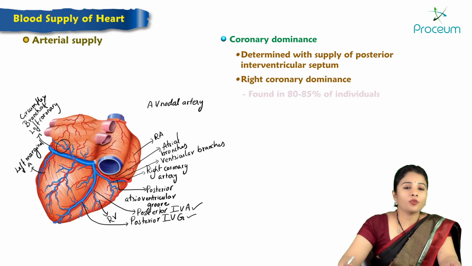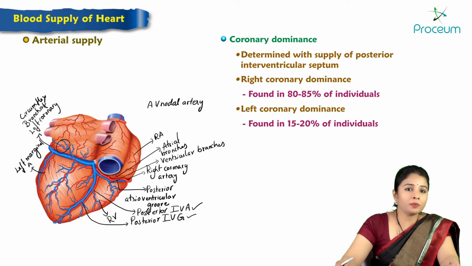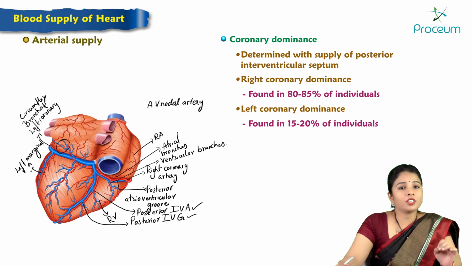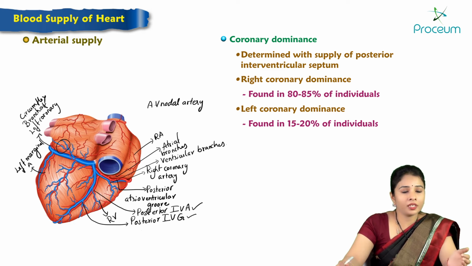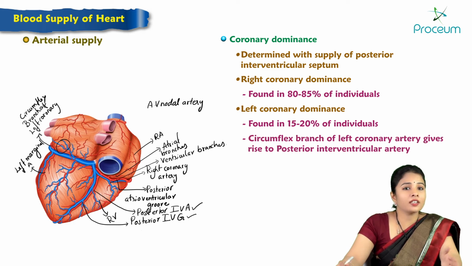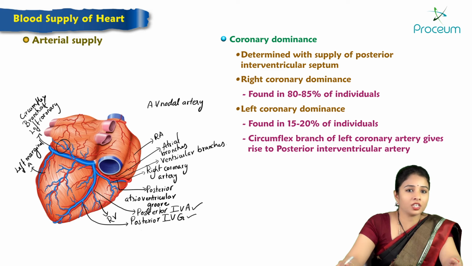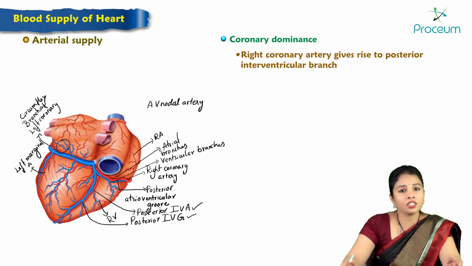So right dominance is found in 80 to 85% of the cases, and in the rest, 15 to 20%, we may find the left coronary dominance. If the left coronary artery is a dominant artery, usually the circumflex artery gives rise to the posterior interventricular artery, supplying mainly the AV node and bundle of His. That is the reason it is left coronary dominance. And normally we know the right coronary artery gives rise to the posterior interventricular branch, which also supplies AV node and bundle of His, making more of right coronary dominance.